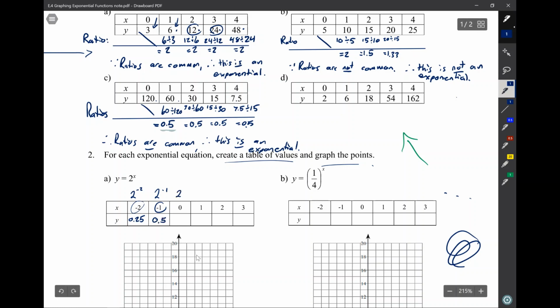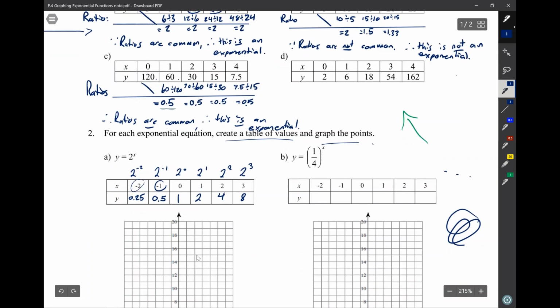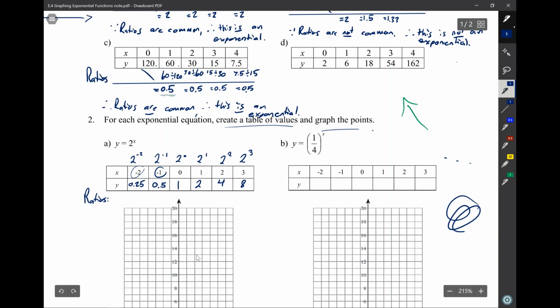Okay, now I'm putting 2 to the power of 0. Well, I know anything to the power of 0 is just 1. And 2 to the power of 1, that's just itself. 2 to the power of 2 is 4. And 2 to the power of 3 is 8. If I wanted to, I could check my ratios here. Not going to right now, but because this is an exponential, which we see from the form of our equation here, then our ratios would be common.